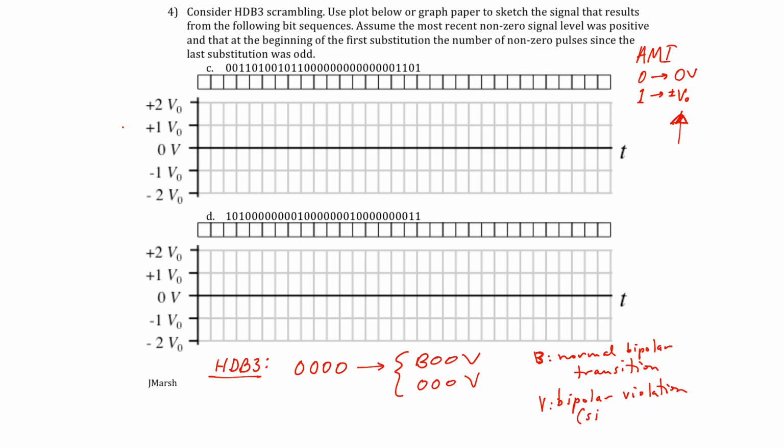So I'll try to write that out here. Same sign as the previous. Okay, let me copy and show you the example. 0, 0, 1, 1, 0, 1, 0, 1, 0, 1, 1, and I've got 2, 4, 6, 8, 10, 12, 14 zeros, and then a 1, 1, 0, 1.